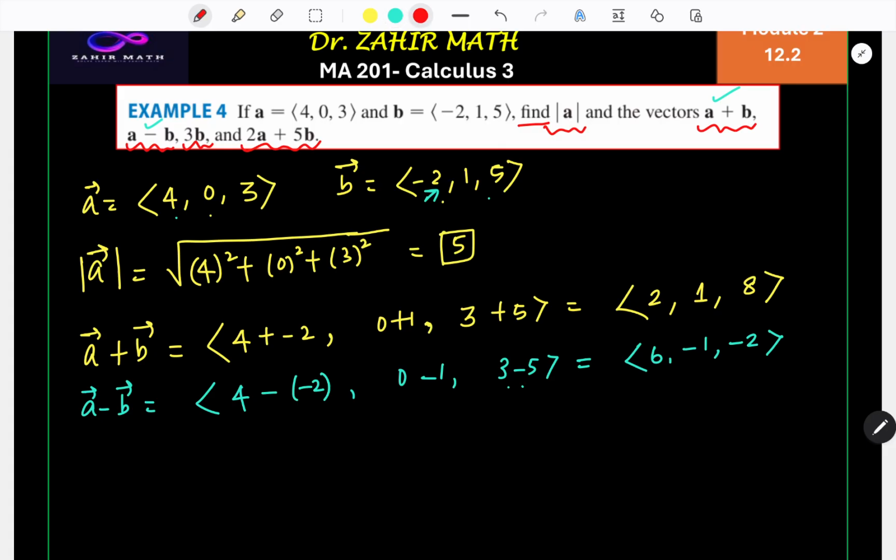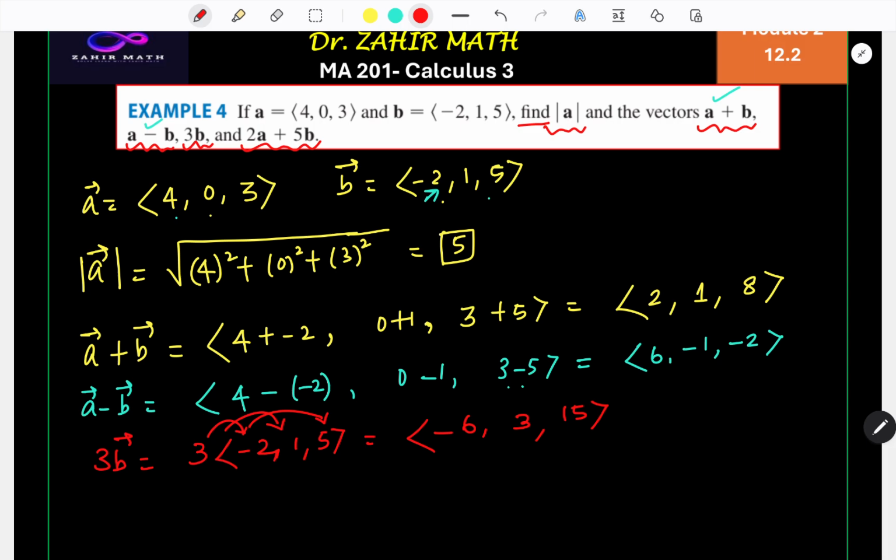Next we are going to calculate 3b vector. What is the meaning of this? 3 multiplied by b vector. What is your b vector? Minus 2 comma 1 comma 5, which is equal to, just take the 3 inside, which is minus 6, take it inside, which is 3, take it inside, which is 15.